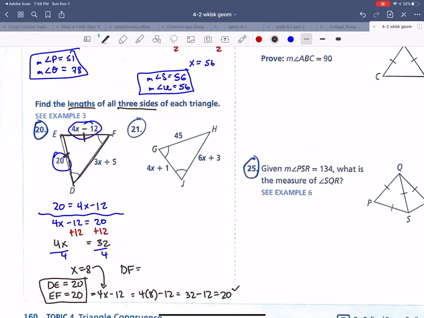Okay, now I still have this last side, DF. So DF is equal to 3x plus 5, but we know x is 8. So we can finish solving this. All right, that's our third side.